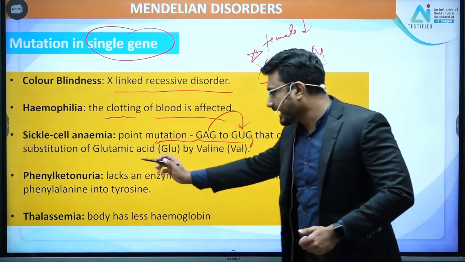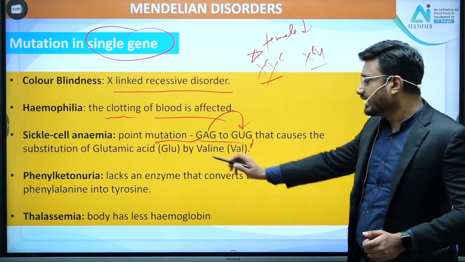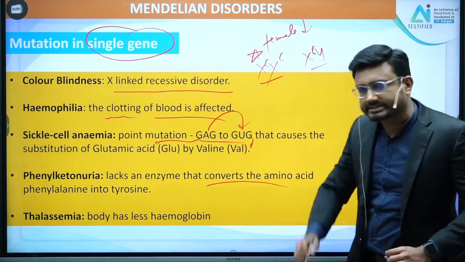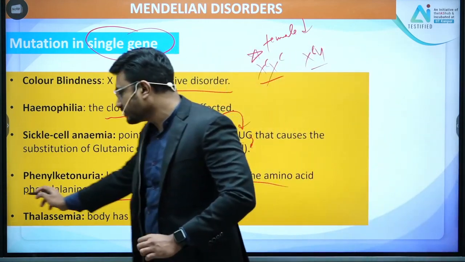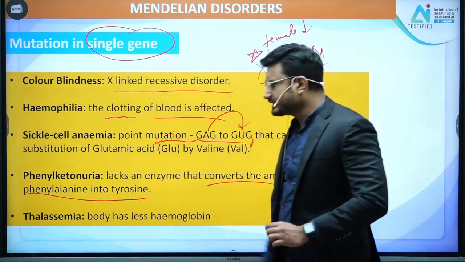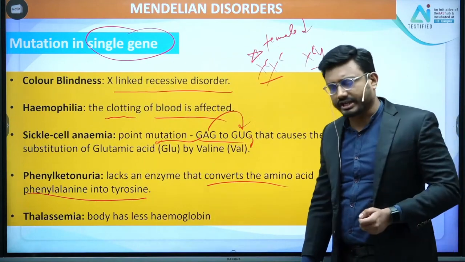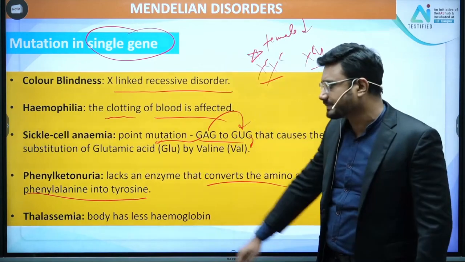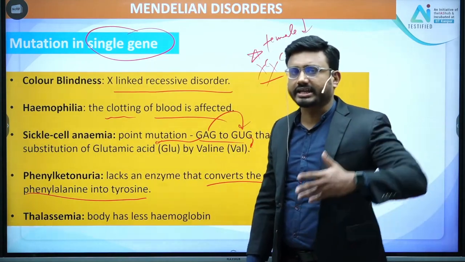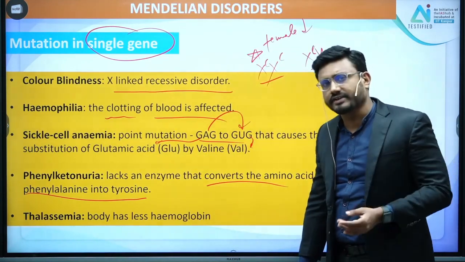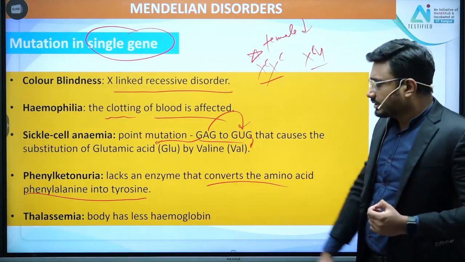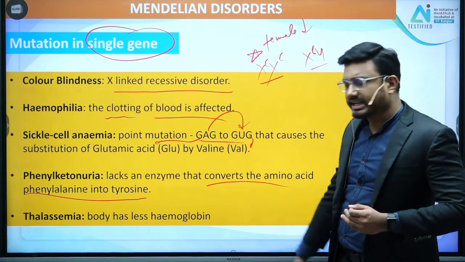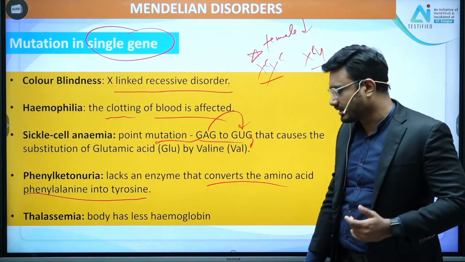So in the case of phenylketonuria, there is an enzyme that is lacking, that converts the amino acid phenylalanine into tyrosine. Because the phenylalanine cannot be made into tyrosine, the amount of phenylalanine gets increased in those patients that have phenylketonuria, and it can lead to mental retardation and various other abnormalities. So thalassemia, it is a Mendelian disorder in which the body makes less hemoglobin than normal.